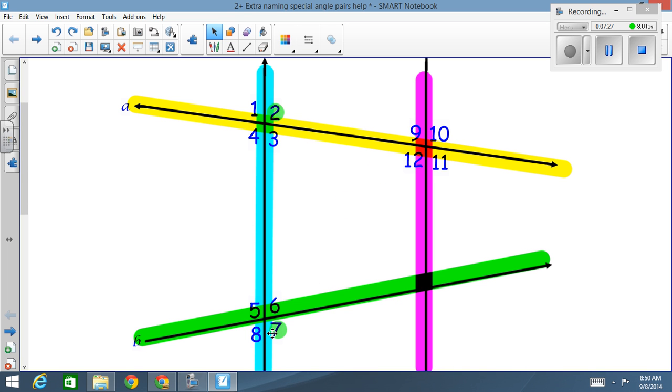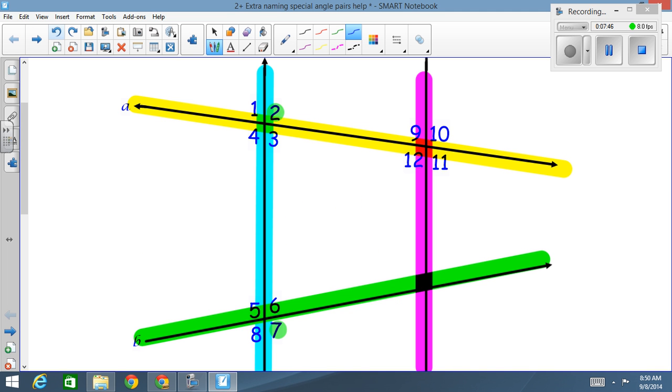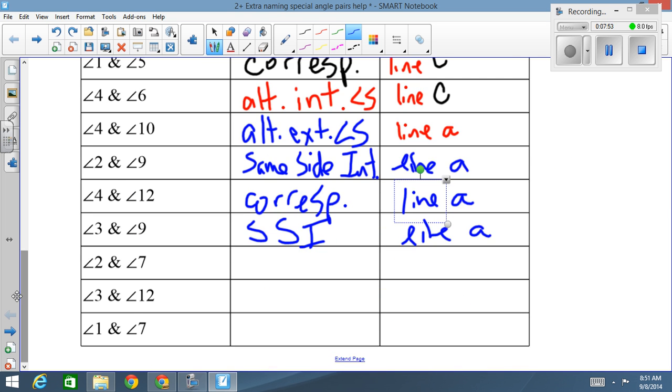Now I'm back to a transversal of line C. The blue line is now my transversal. So now I want to look at this and say, okay, are they both on the interior? No. Are they both on the exterior? Yes. Because remember, this in here is my interior when the blue line is my transversal. Are they on the same side? Yes. So these are going to be same side exterior angles. SSE, same side exterior. And my transversal in this case was line C.